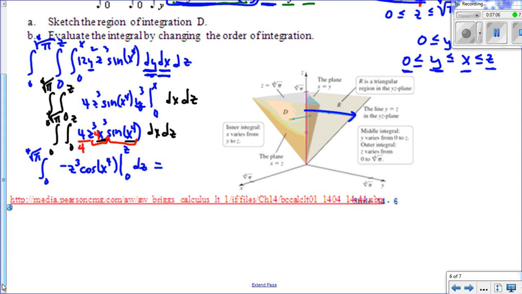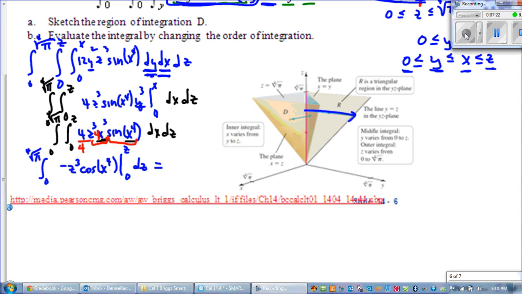Okay, so now putting x equal to z, we would have, and then when you evaluate at 0, we'll have cosine of 0, which is 1. So we'll have minus a negative, so it'll just be plus a z cubed.